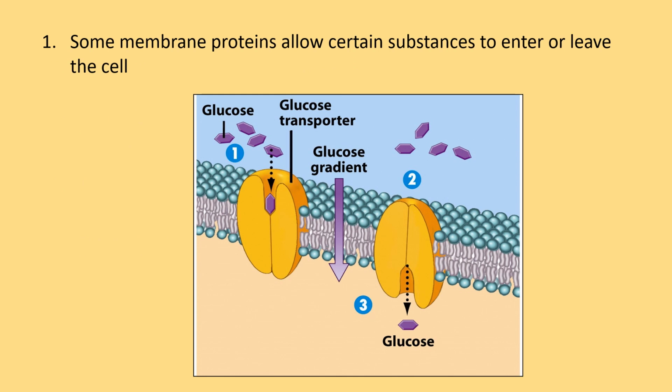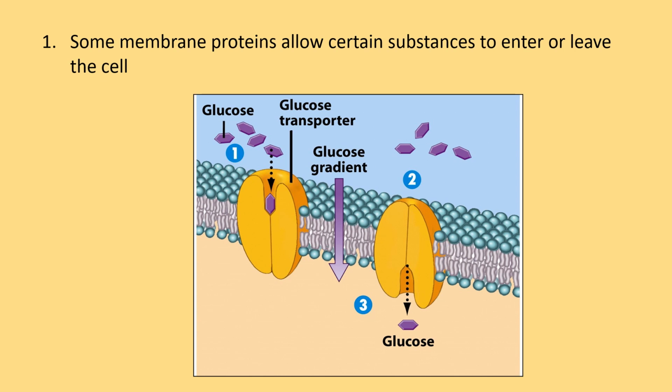So here are some examples. Here's a plasma membrane protein. It is a transmembrane protein. It is a transporter. More specifically, it is a glucose transporter. Glucose transporters, guess what they do? They transport glucose. It's a great name. Glucose transporters are a type of transmembrane protein that allow glucose to enter cells.